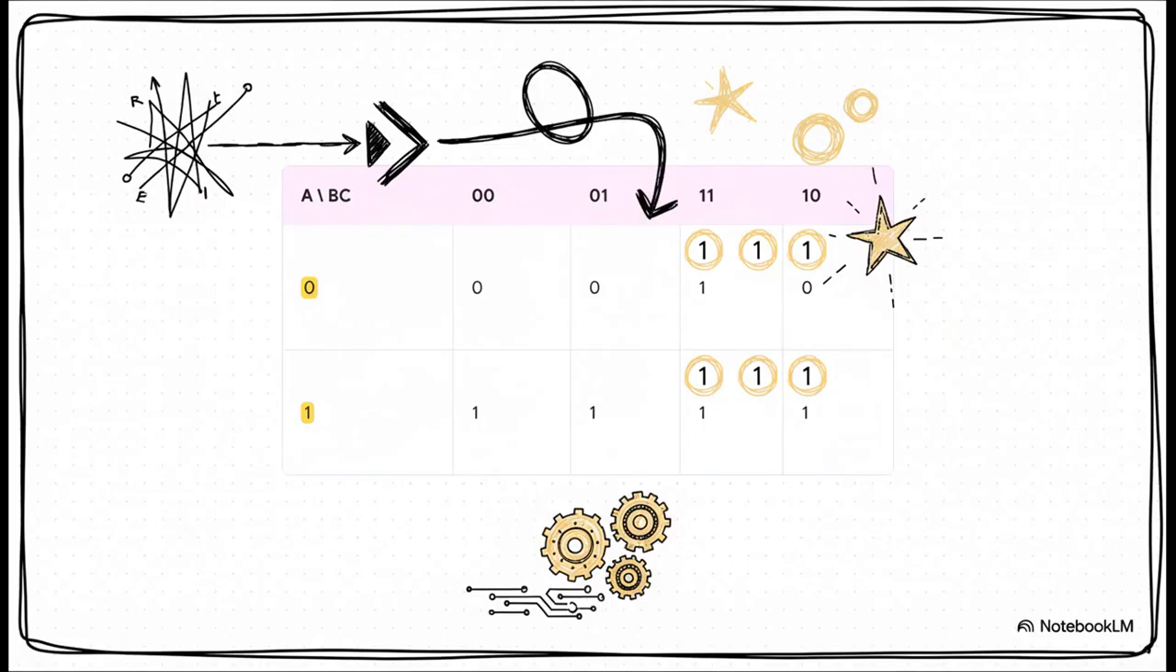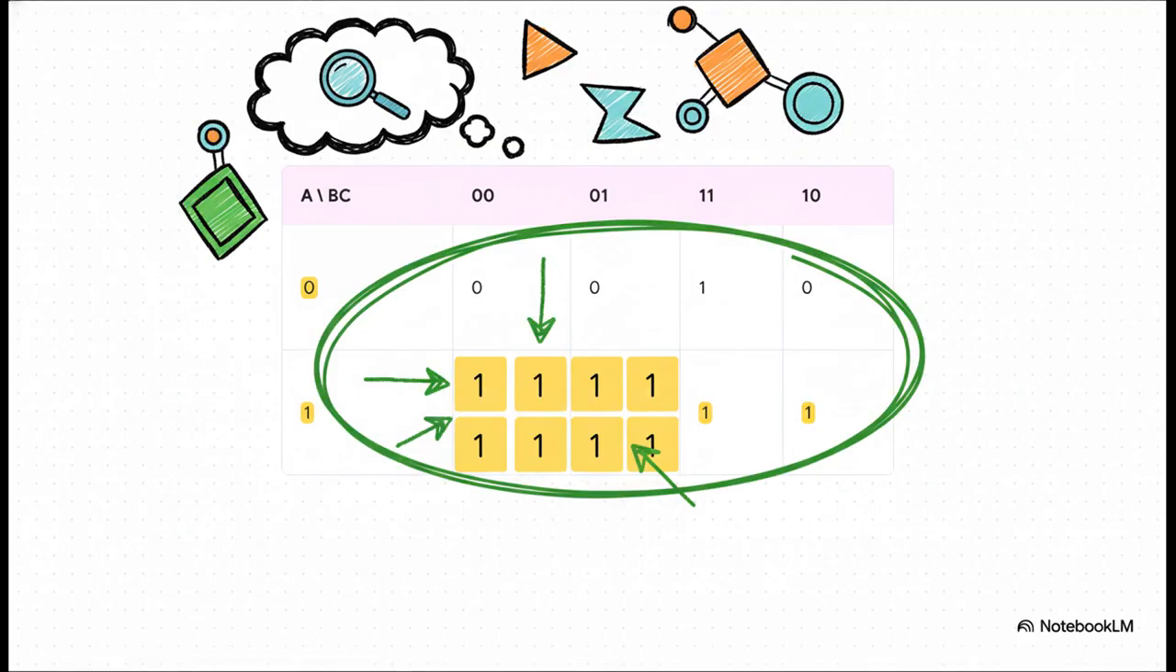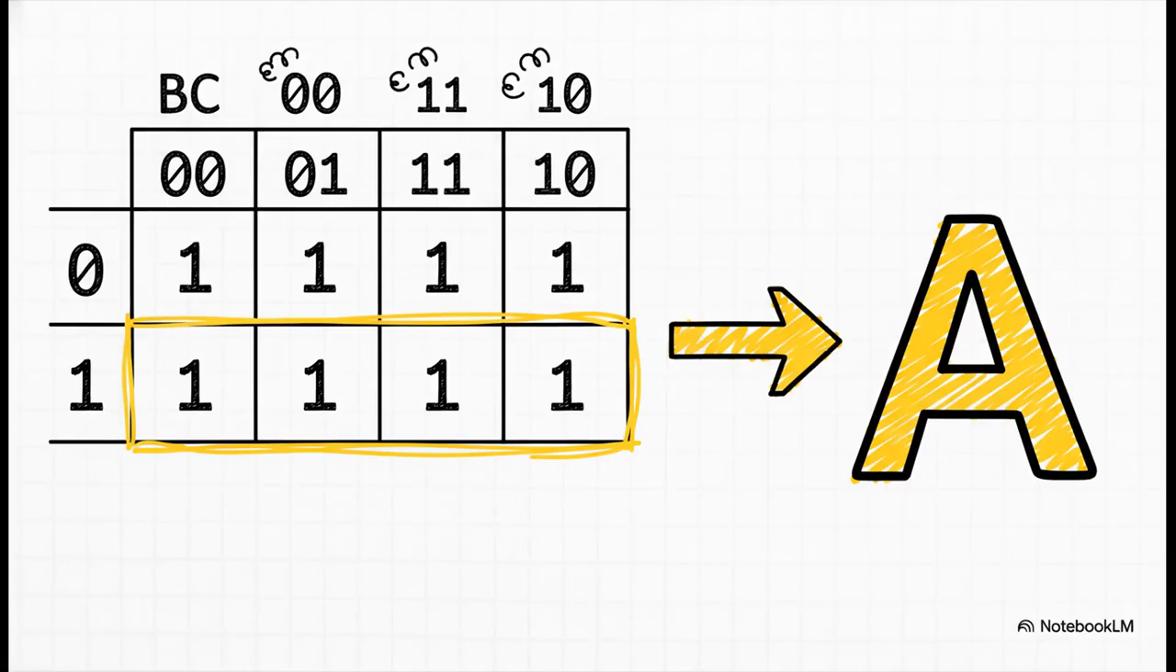First thing you do is take your function and plot all the ones onto the map's grid. Now you look for the biggest possible groups of ones. Here we can circle this block of 4. Inside this group, the B and C variables both flip, so they cancel out. All that's left is A.